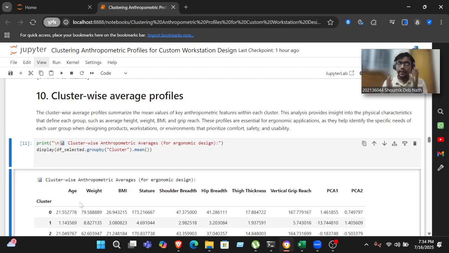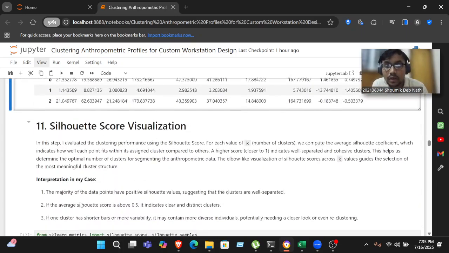So the analysis provides insight into the physical characteristics that define each group, such as the average height, weight, BMI, and so on, as you can see. These profiles are essential for ergonomic applications, as they help to identify the specific needs of each user group, making the design of products and workstations much easier.